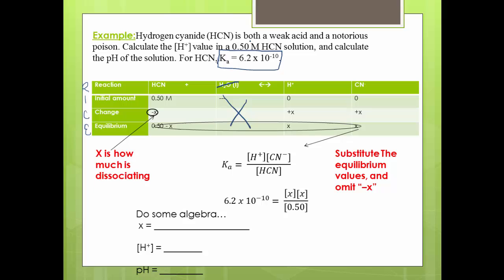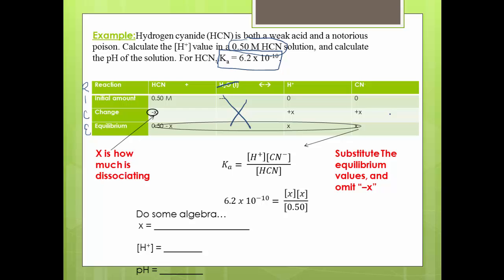That was given in the problem. 0.5 molar acid right up here. We had no ions to begin with. This is like when we start the clock. X is how much is dissociating. So that's the change. So the 0.5 molar acid is going to decrease by some amount. Okay. The hydrogen and the cyanide are going to increase by that same amount.